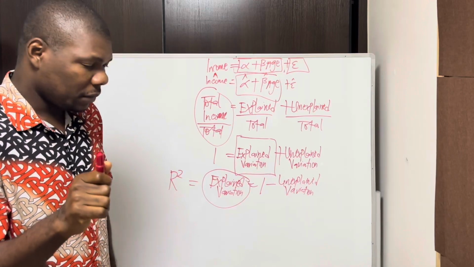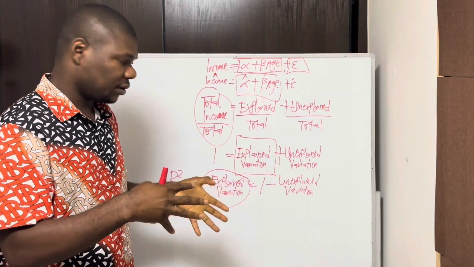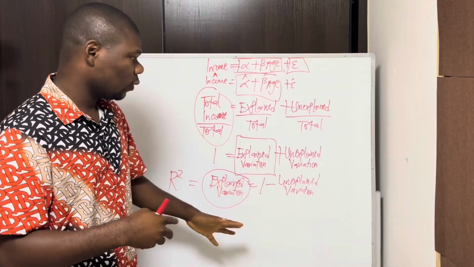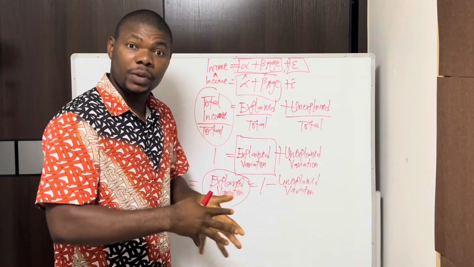So you see, the implication is if there are so many factors that you didn't include in the model, which all go into the error term, then the unexplained variation becomes larger.